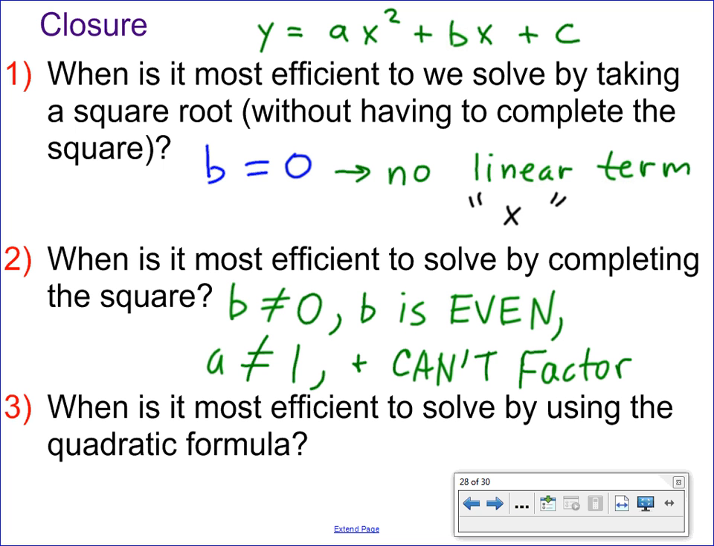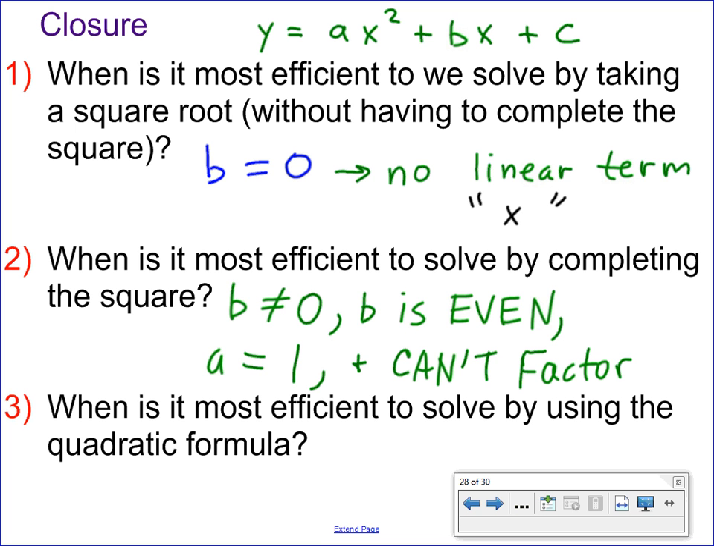A doesn't equal 1. Oh, I'm sorry. A equals 1. A equals 1 is what I'm after. I'm thinking ahead to the quadratic formula. I need a leading coefficient of 1 in order to complete the square, so a must equal 1. Sorry, make sure you fix that right now, please. That was my mistake. A equals 1. And if I can't factor it, then I'll go ahead and complete the square.